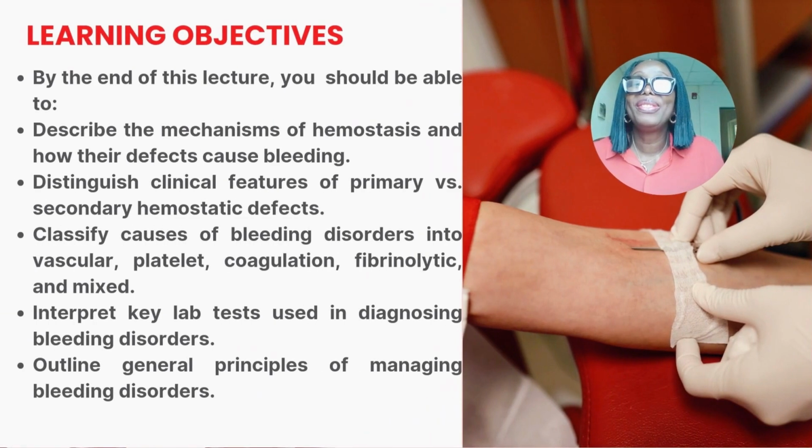Learning objective. It is expected that at the end of this lecture, you should be able to describe the mechanisms of hemostasis and how their defects cause bleeding. You should be able to distinguish clinical features of primary versus secondary hemostatic defects. You should be able to classify causes of bleeding disorders, interpret key laboratory tests used in diagnosing bleeding disorders, and outline general principles of managing bleeding.